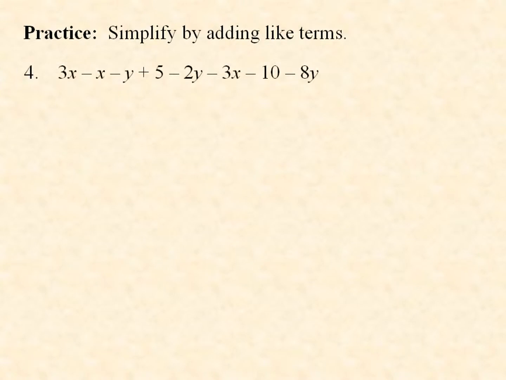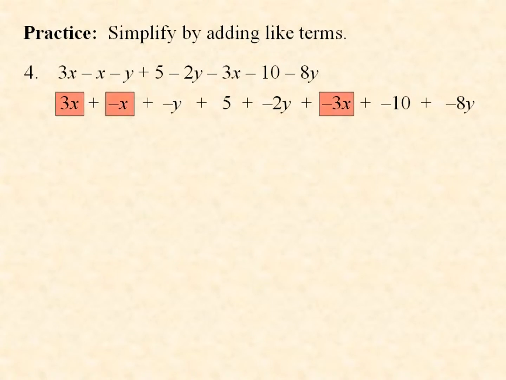Fourth example, 3x minus x minus y plus 5 minus 2y minus 3x minus 10 minus 8y. We write it as a sum, and then we identify like terms. Let's see, we have x terms, we have y terms, and we have numerical terms. As far as the x terms are concerned, we have 3x plus negative 1x plus negative 3x. The 3x and the negative 3x cancel each other out, so we're going to be left with negative x.